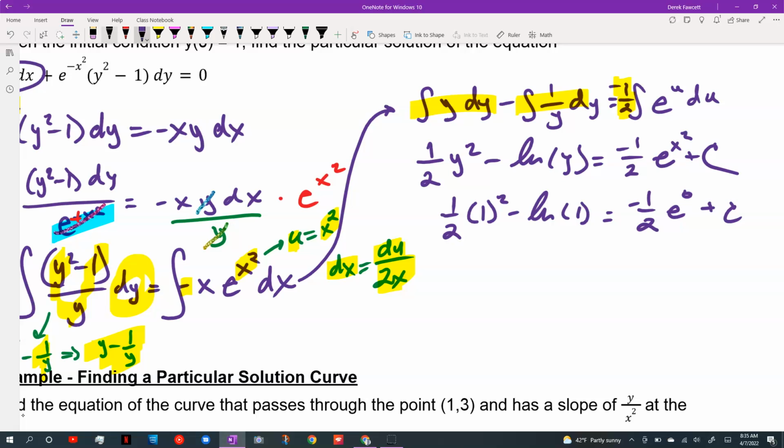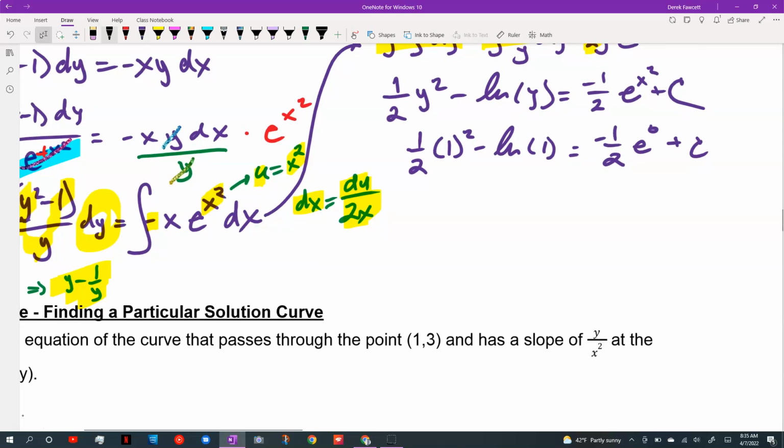And then e to the 0 is just 1. And then when we go through and simplify this, you have 1/2 minus the natural log of 1, which is 0, equals negative 1/2.